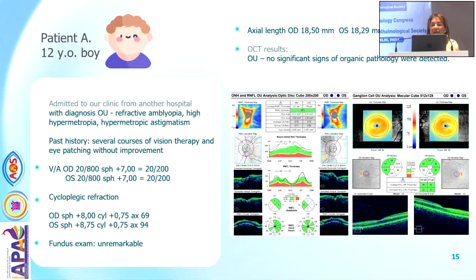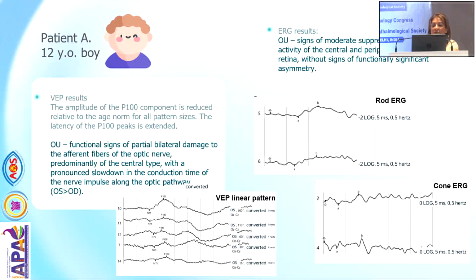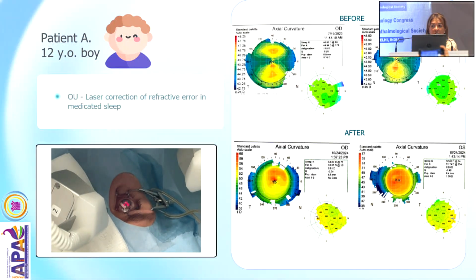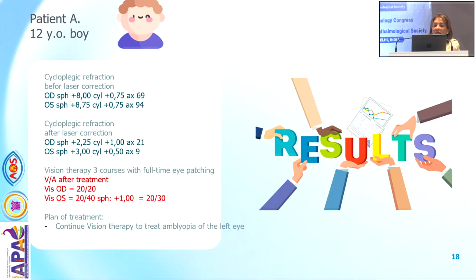And our last patient, a 12-year-old boy, was admitted to our clinic with a diagnosis of refractive amblyopia, high hyperopia, hyperopic astigmatism. Examination showed that best corrected visual acuity in both eyes was very low. We conducted a fundus exam and OCT of the retina, which showed normal results. Visual evoked potential and electroretinography revealed slight functional change in the optic nerve and retina. In that case, we decided to start with laser correction of refractive error as the first step of the patient's treatment, in order to create optimal conditions for further amblyopia therapy. After a rehabilitation period, the patient started vision therapy courses.